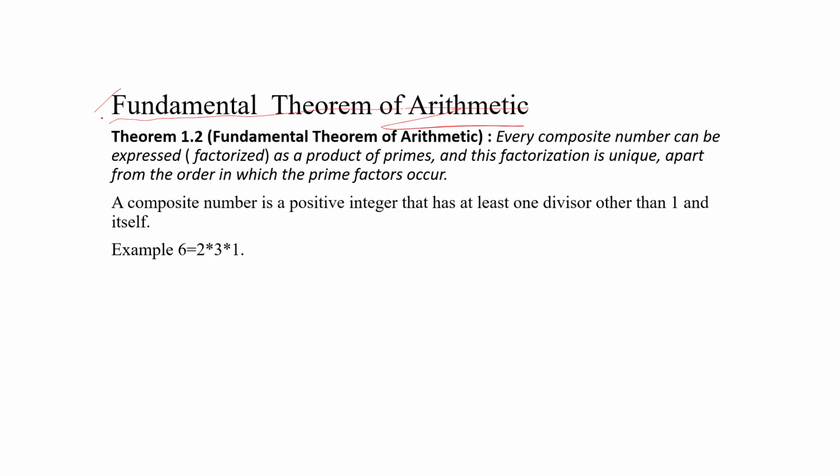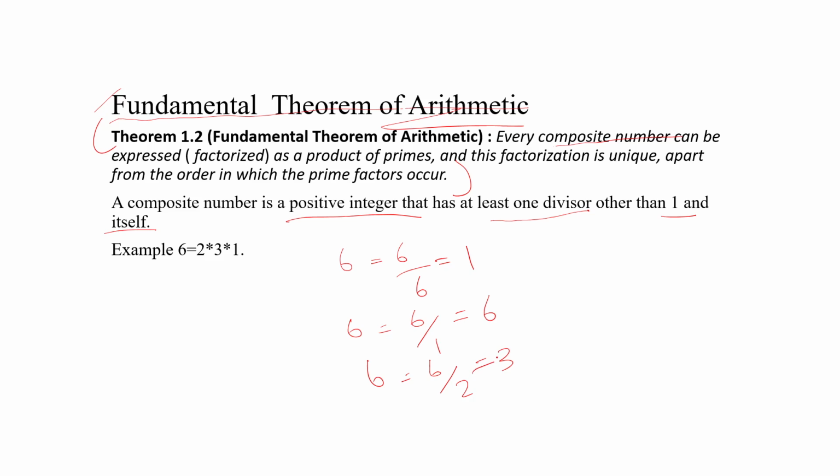This is the theorem. In this theorem, what are the things you have to understand first? First one is composite number. So what is a composite number? You should be clear with that. You may be knowing also, a composite number is a positive integer that has at least one divisor other than 1 and itself. Every number is divided by itself, and every number is divided by 1, right? So apart from that, we should have some other number also which divides this number.